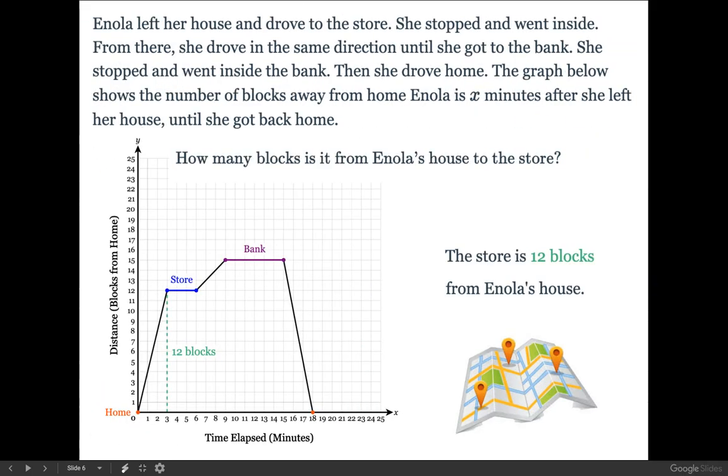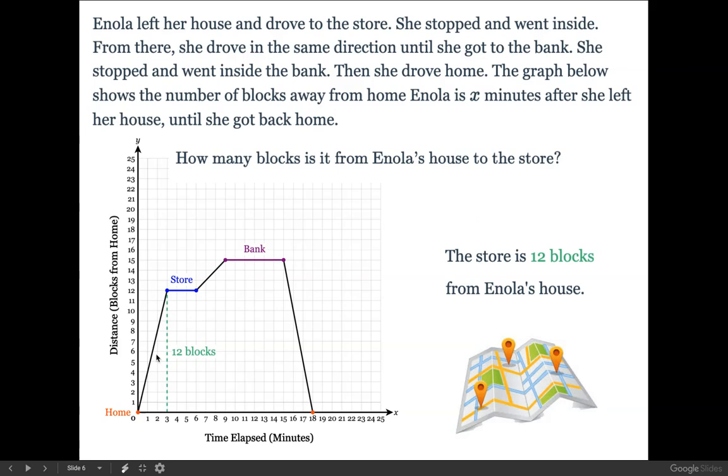Let's look now at the next example. Enola left a house, drove to the store. She stopped and went inside. From there, she drove in the same direction until she got to the bank. She stopped and went inside the bank. Then she drove home. The graph below shows the number of blocks away from home Enola is X minutes after she left her house until she got back home. How many blocks is it from Enola's house to the store?